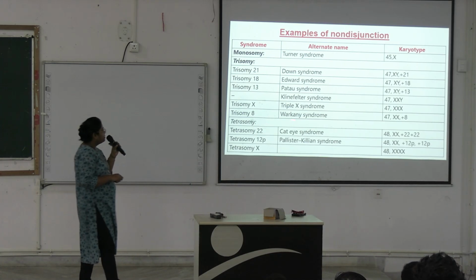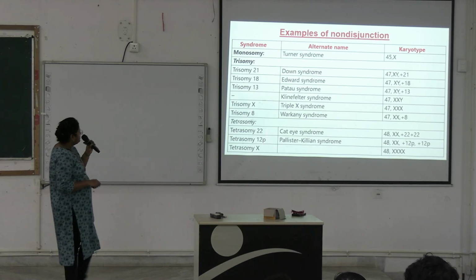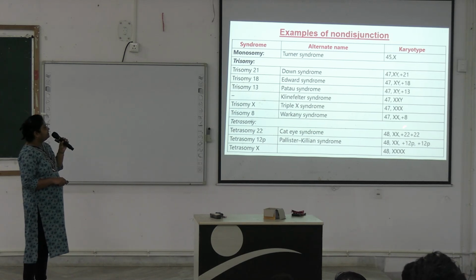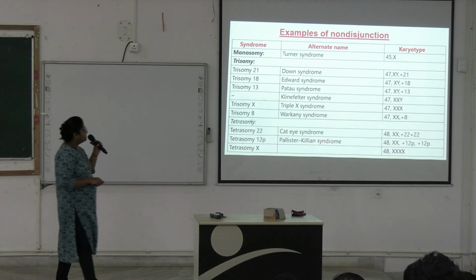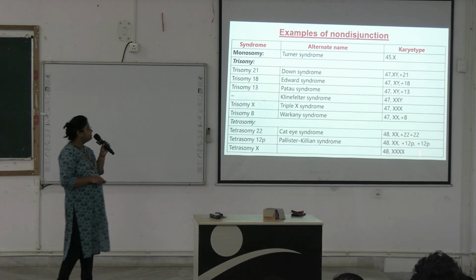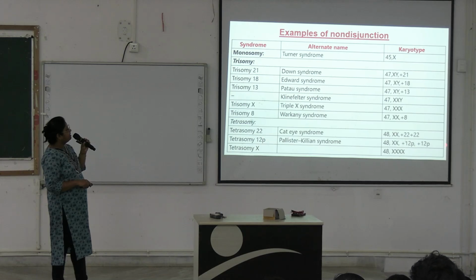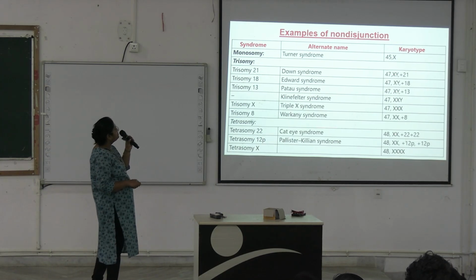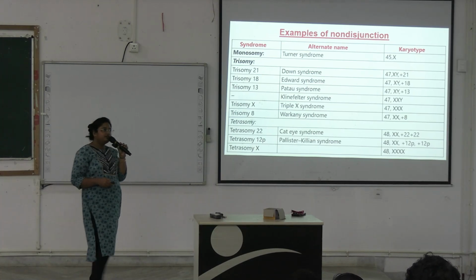Trisomy 8 is Warkany syndrome, 47XX plus 8. Next is tetrasomy. Tetrasomy 22 will lead to cat-eye syndrome, 48XX plus two chromosome 22. Tetrasomy 12p, Pallister-Killian syndrome, 48XX plus 12p plus 12p. Next is tetrasomy X, 48XXXX. Okay, so these are the different syndromes occurring due to non-disjunction.